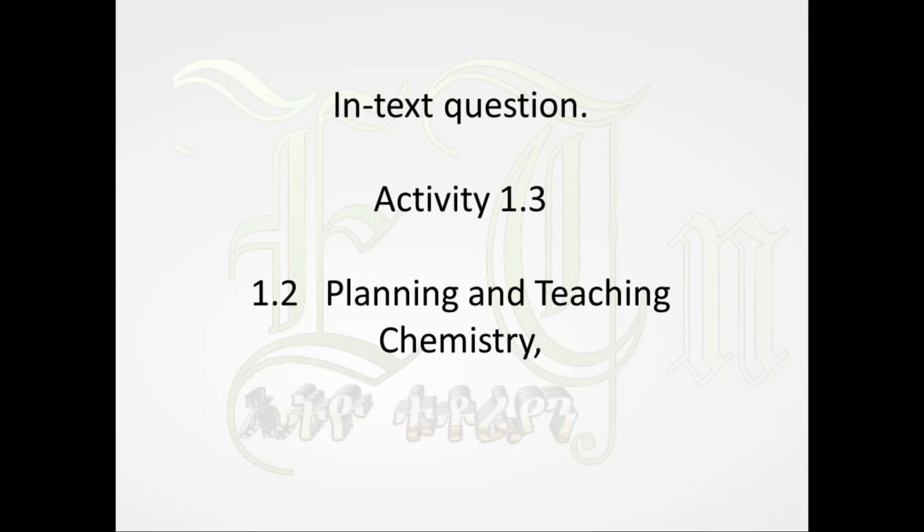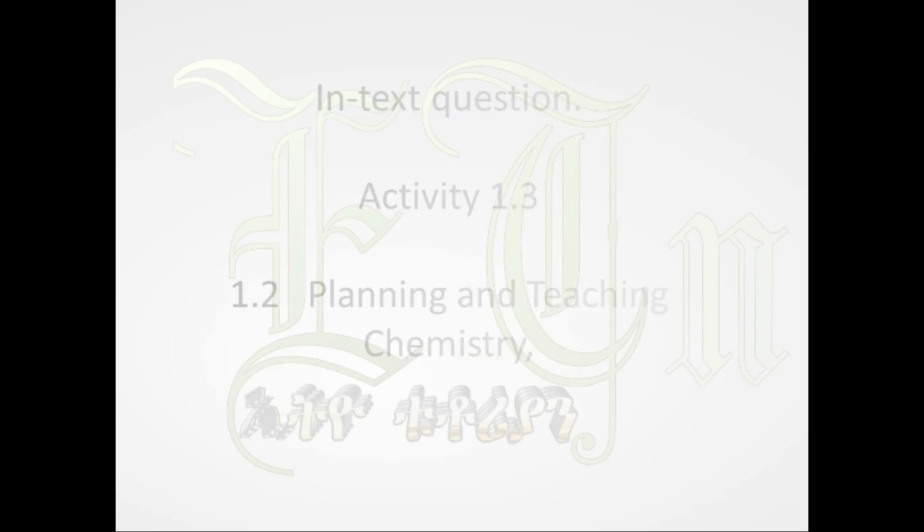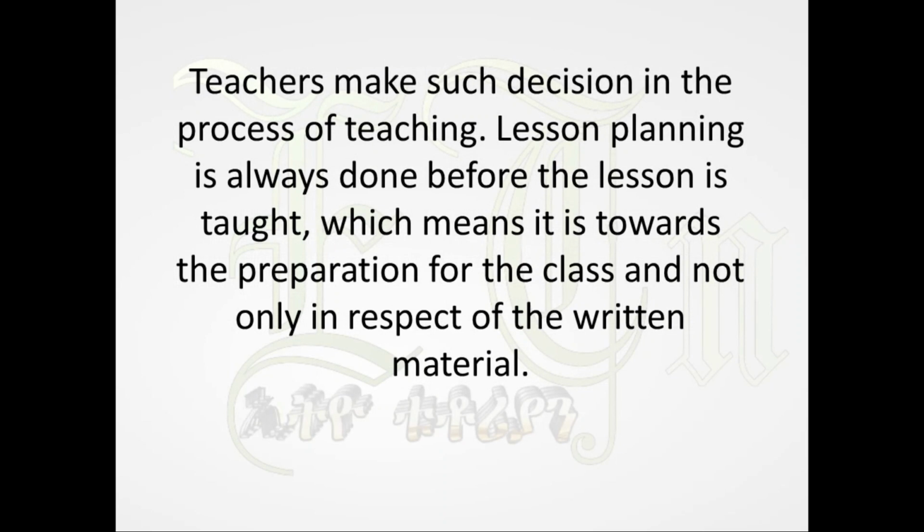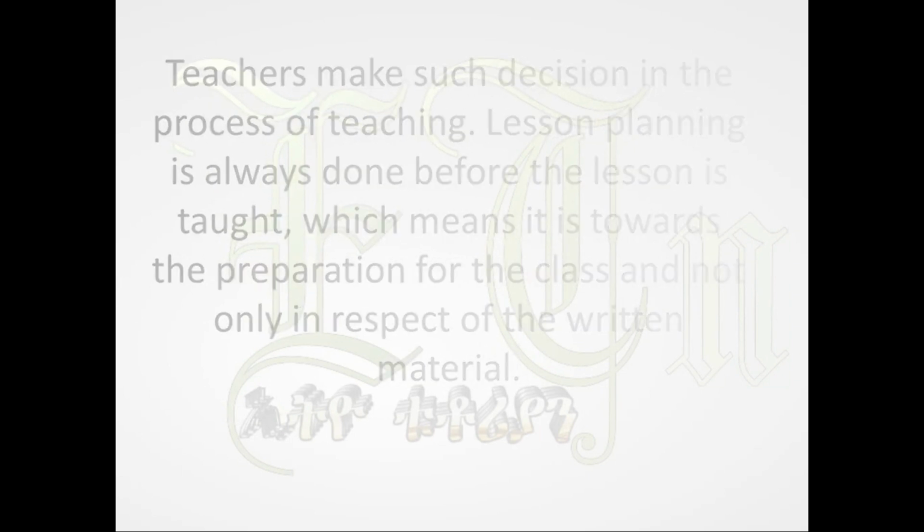In-text question. Activity 1.3. 1.2 Planning and teaching chemistry. Lesson planning and preparation are critical aspects of teaching and learning. Planning is the process of deciding what and how the students should learn. Teachers make such decisions in the process of teaching. Lesson planning is always done before the lesson is taught, which means it is a preparation for the class, and not only in respect of the written material.